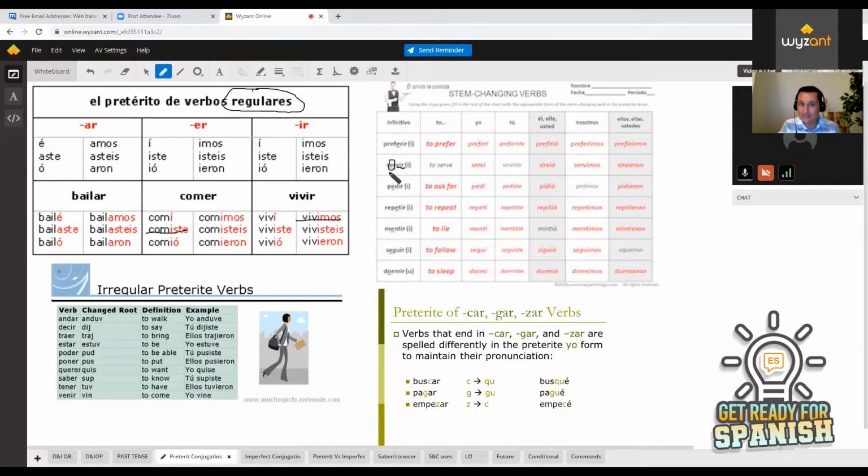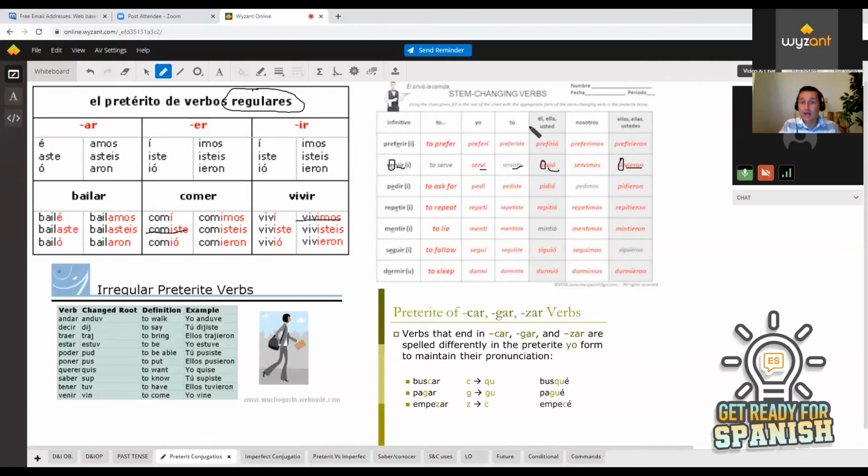For example, we have servir right here, which means to serve. The yo form will just do servi, okay? You remove the IR, you add an I. The tu form, you remove the IR, you add iste. But the él or the ella form, you are gonna remove the IR, you're gonna put an IO, but this E is gonna change into an I. And the same is gonna happen with the ellos form. The E is gonna change into an I, besides adding the right ending, okay?